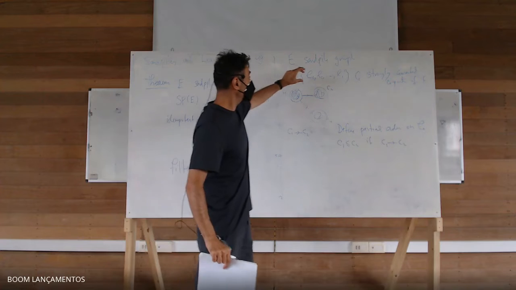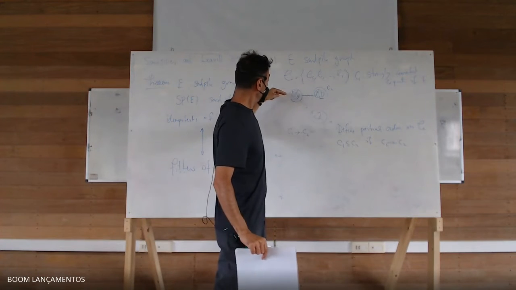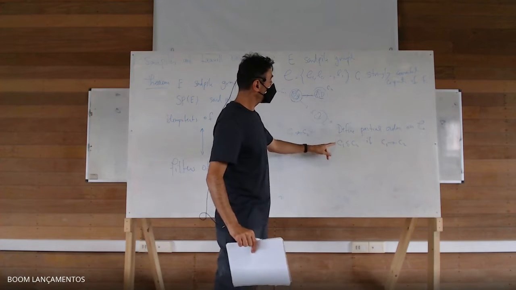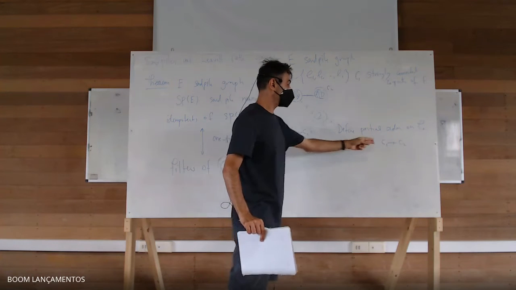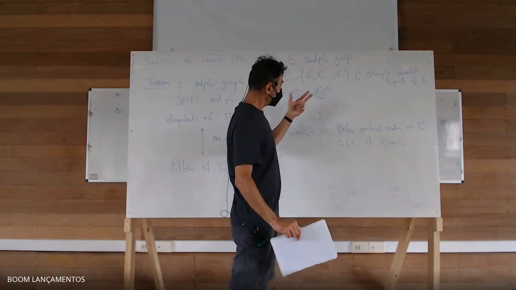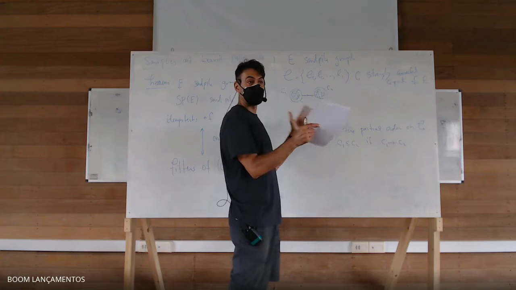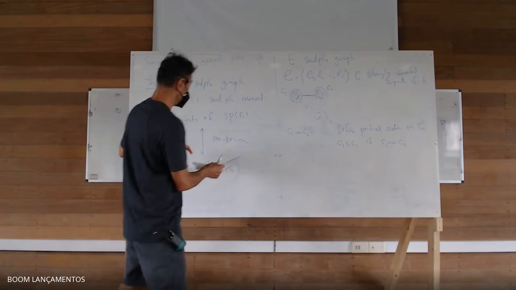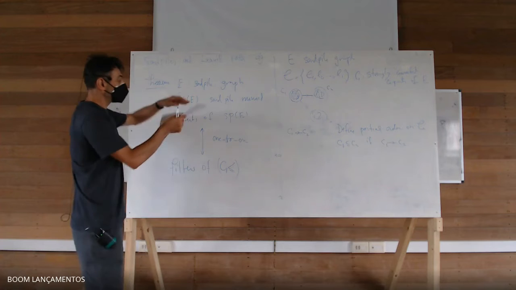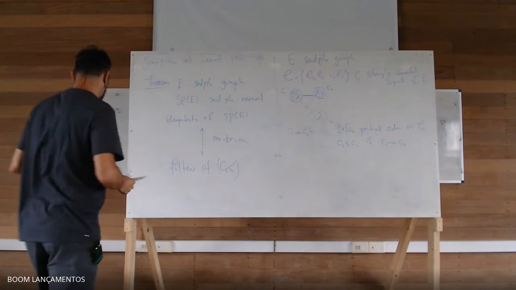So I get all the connected components. I use this definition that one thing is less than the other if C1 is connected to C2. With this language, you now have the definition of a filter. And the filters, whatever you get, are in one-to-one correspondence with the idempotents. Let me give you an example.